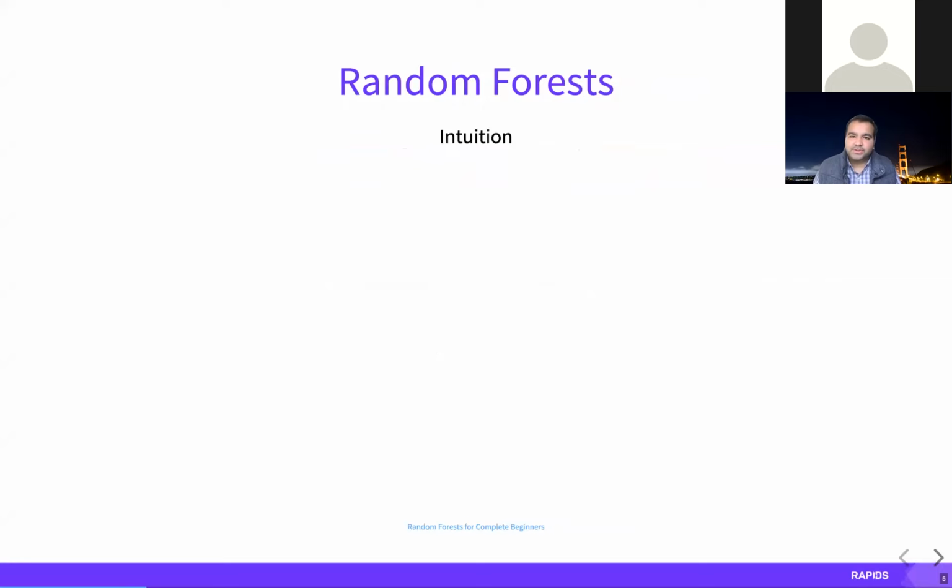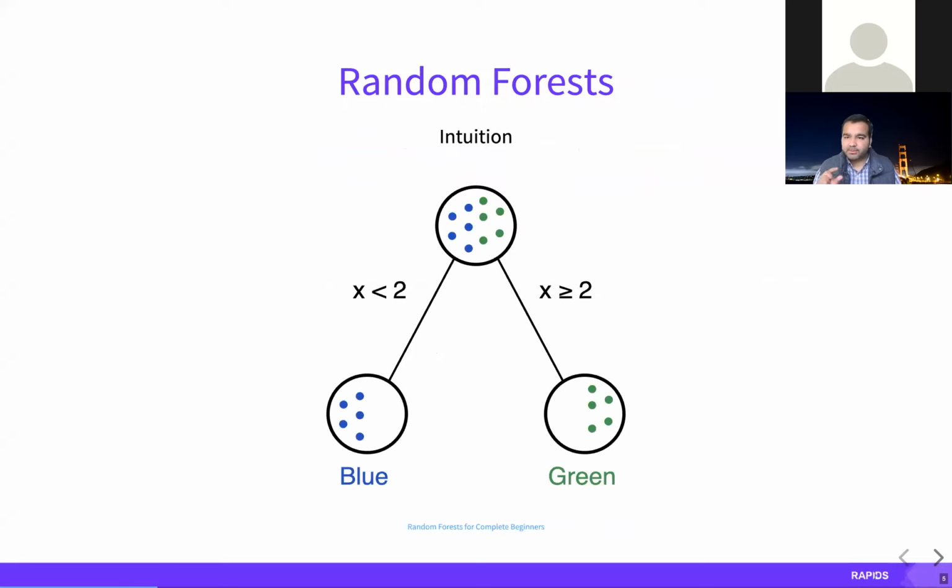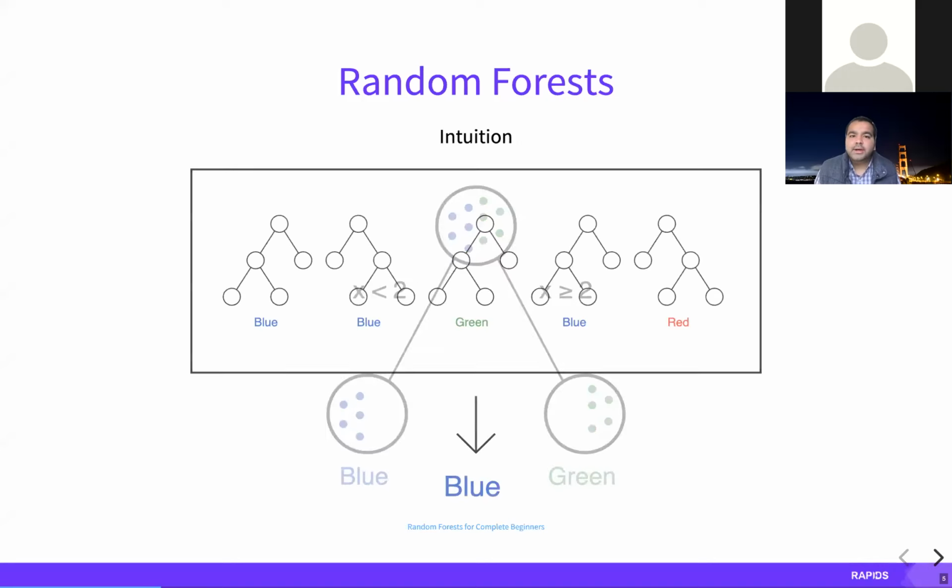So what's the intuition behind random forest? The basic building block of a random forest is a decision tree. This is a small subset of that decision tree where you can see there are a certain number of samples right here. And based on a feature X, based on whether it's less than 2 or greater than or equal to 2, you can classify that sample into blue and green. We'll talk about how this matters in the larger context of random forest, but this is a very basic building block. This is what it looks like. We'll come back to it later.